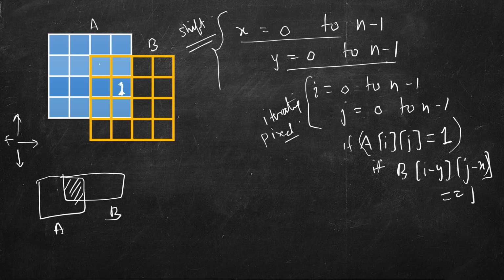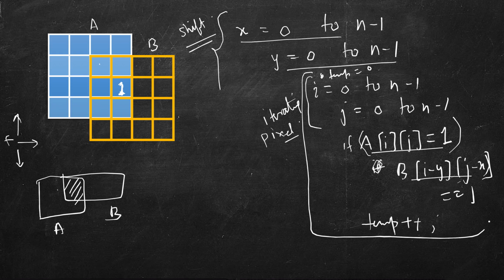So we will keep a temporary count here for this shift. For each shift we will have a count. So we will define a variable here, temp equal to 0. So we will do temp plus plus. You can merge these two conditions into one. If this and this, then temp plus plus. Now this is the overlap for one shift X and Y, and we will have a global counter.